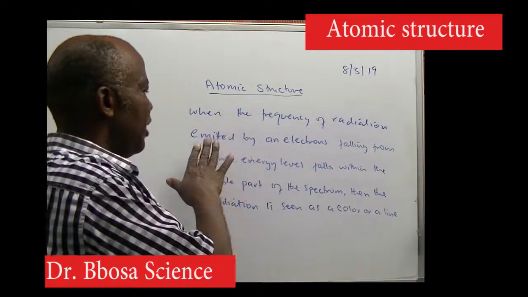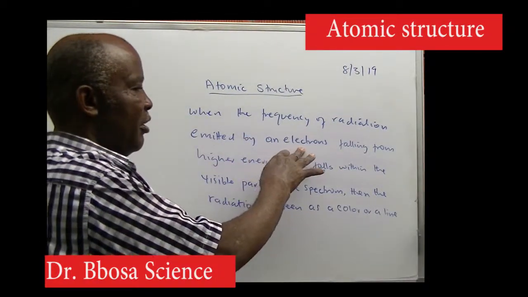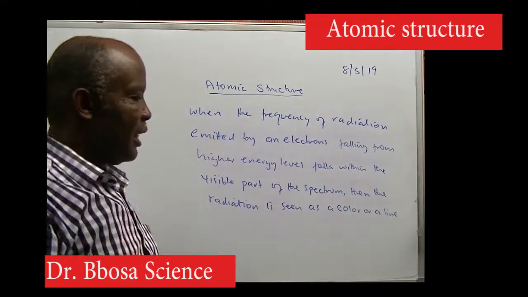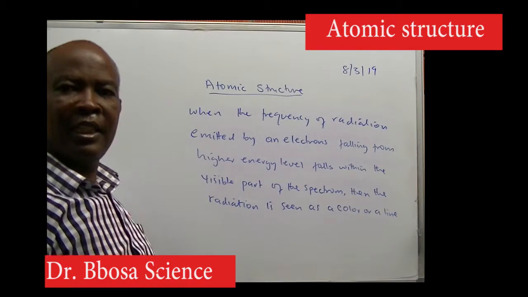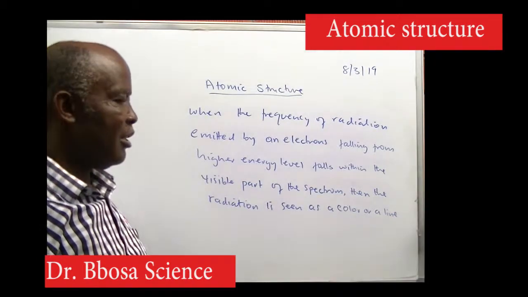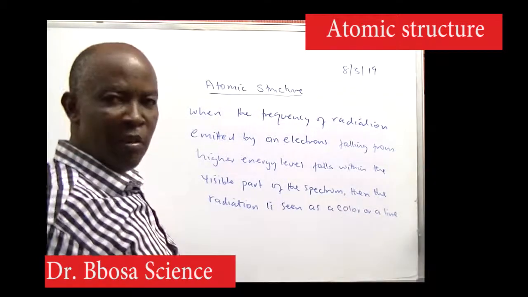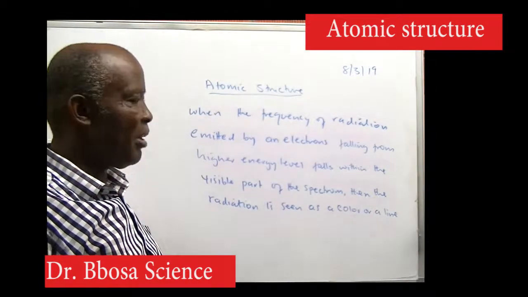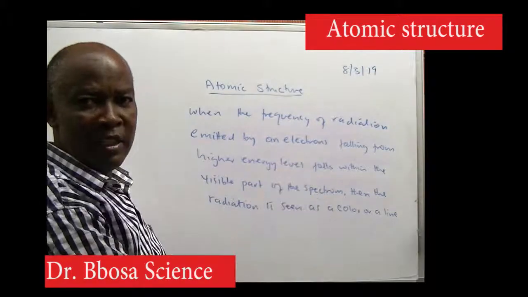When the frequency of radiation emitted by an electron falls within the visible part of the spectrum, then it is seen as a color. Although in chemistry, we don't use colors like red, blue, yellow. We use lines specified by frequency.